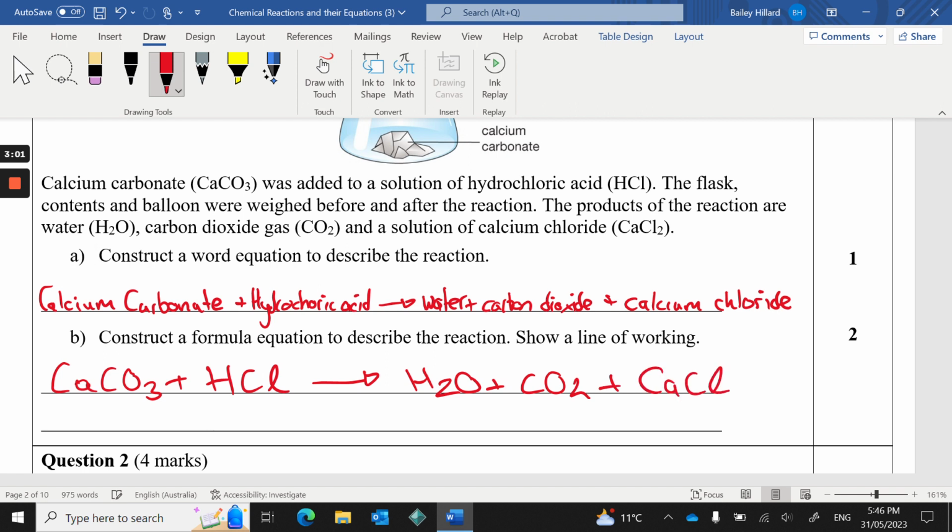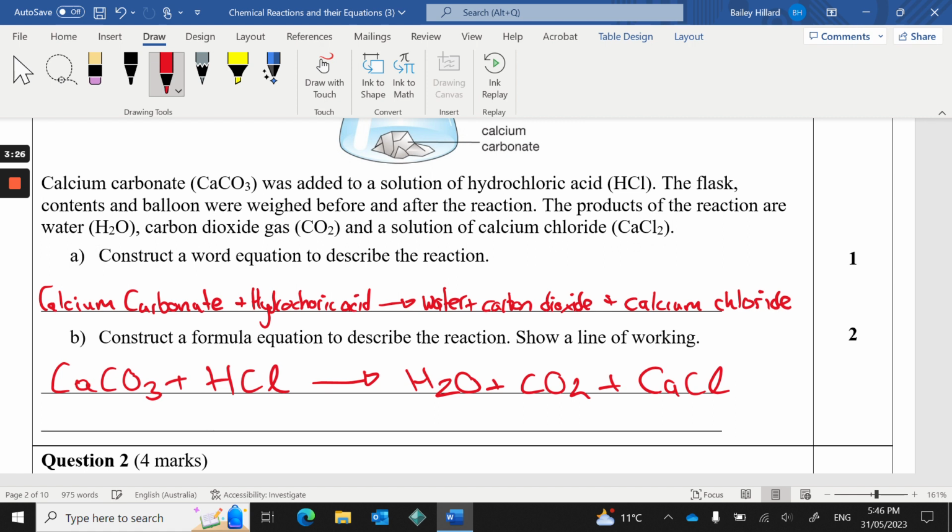CaCl. Okay, so looking at that and comparing it with the one above, calcium carbonate and calcium carbonate, hydrochloric acid and hydrochloric acid, water and water, carbon dioxide, and calcium chloride. You will notice the difference is we've now expressed that in the chemical formula equation that we've been asked for.